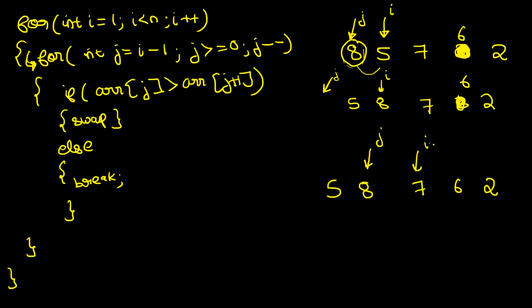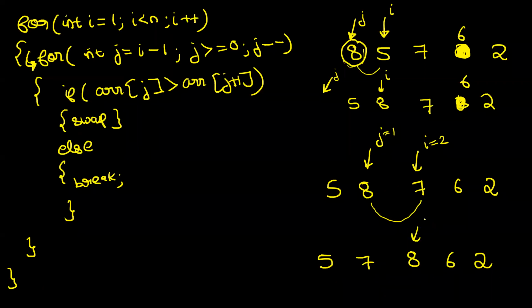See, I is at index number 2. So J is starting at index number 1. Now see what I do. I see this index is greater than equal to 0 for sure. 1 is greater than equal to 0. So I compare ARR of J with ARR of J plus 1. I compare 8 with 7. 8 is greater, so I do a swap. So 5 is here, 7 comes here, 8 goes here, 6 and 2 are here only. So the swap has happened, right?